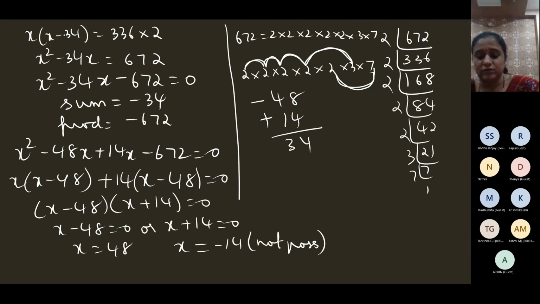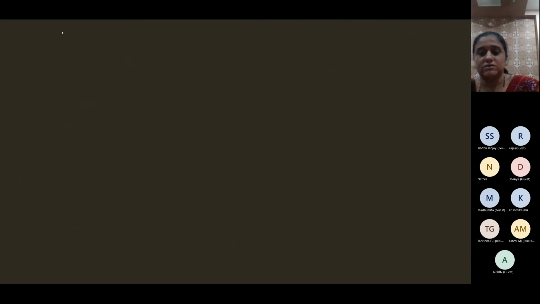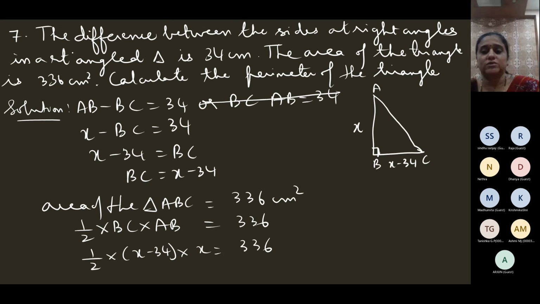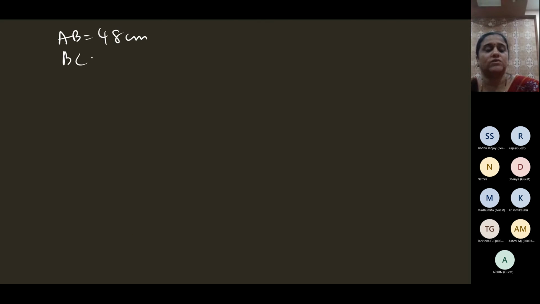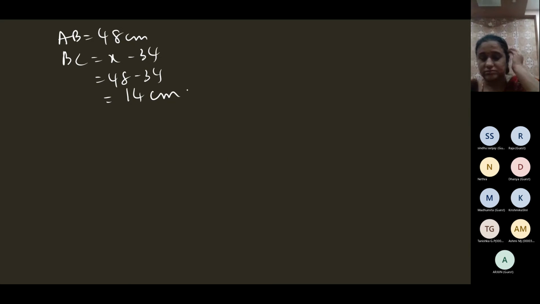So we got x is equal to 48. X is 48 meaning AB is 48. AB is equal to 48 centimeters. BC is equal to x minus 34. So that is 48 minus 34, which is how much? 14 centimeters. Now we have to find the hypotenuse using Pythagoras theorem to find the perimeter.